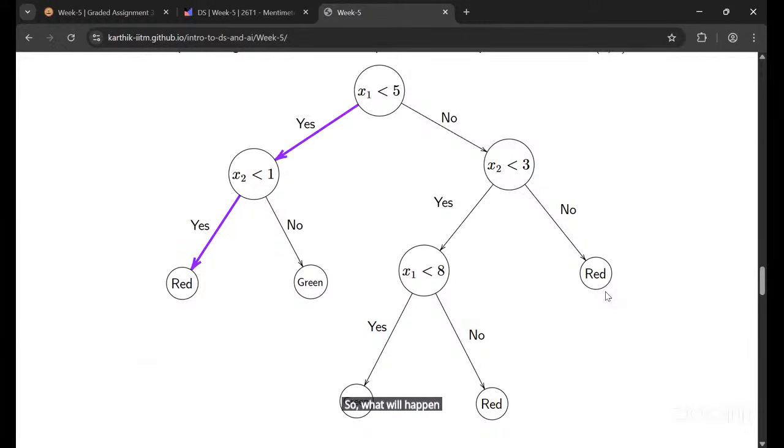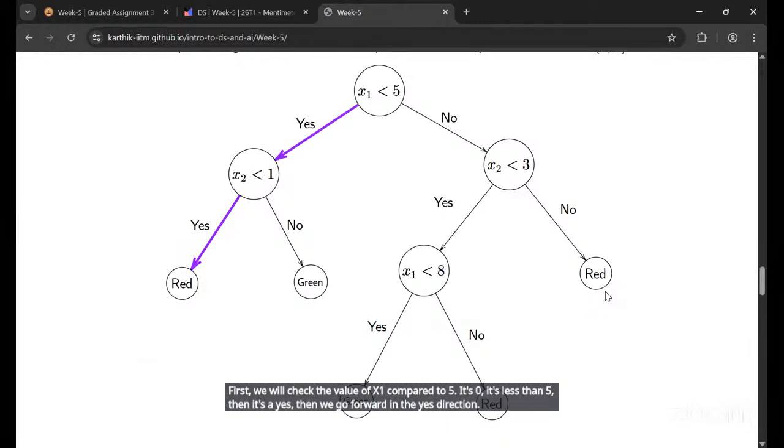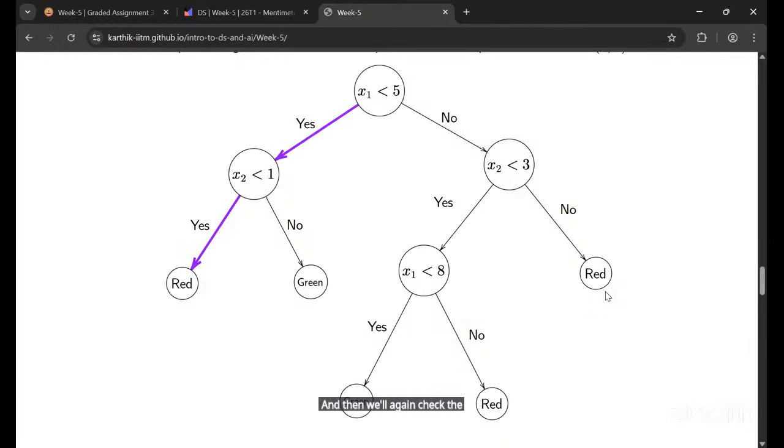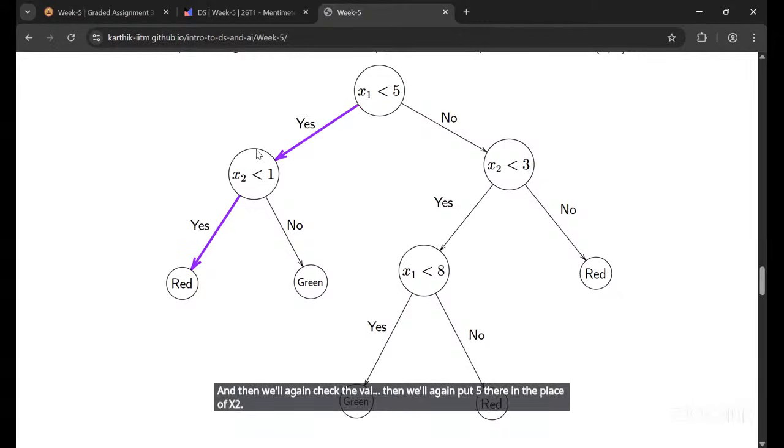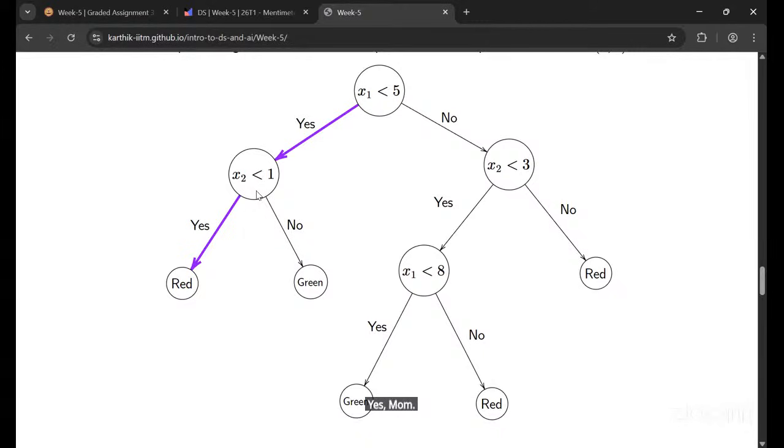So what will happen in case of 0, 5? Ma'am, it's green. Go ahead. First, we will check the value of x1 compared to 5. It's 0 and it's less than 5, so it's a yes. Then we'll go forward in the yes direction. Then we'll put 5 in the place of x2 and it's a false condition, so it will go towards no. So where will you end up? Green leaf. Yes, ma'am. So the predicted label for 0, 5 is going to be green.